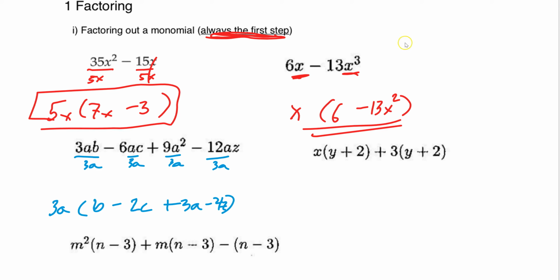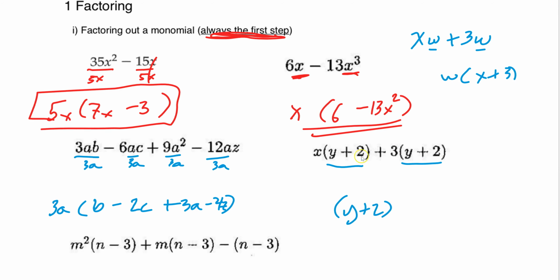So before we do that, I always like to do this first. If I gave you xw plus 3w, and I said factor, you're like, oh, they both have a w. It's going to be x plus 3. But look at this one. What do they both have in common? The y plus 2. So you pull it out, y plus 2. What's left over is x plus 3.